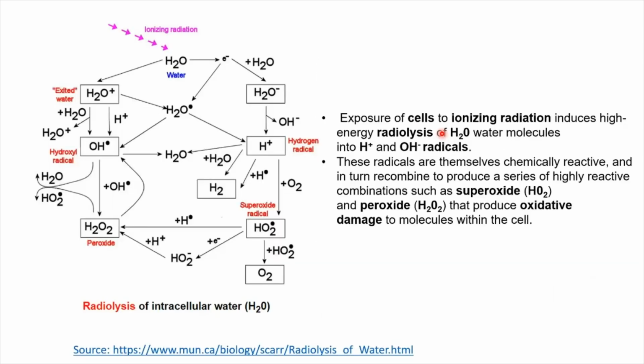That's the basic process. Ionizing radiation leads to the radiolysis of water into H plus and OH minus radicals, and these radicals are themselves so unstable that they keep on recombining among themselves and produce a series of highly reactive species like superoxide radical or peroxide. These are such reactive species that they keep on damaging the cell by means of oxidative damage.